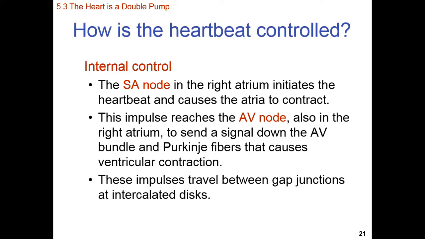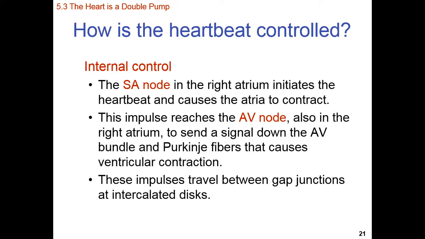If the patient has a defective SA node, the AV node can take over on occasion, but generally speaking, that patient is going to need to have an implant called a pacemaker put into the thoracic cavity to take over the functions of their malfunctioning sinoatrial node.